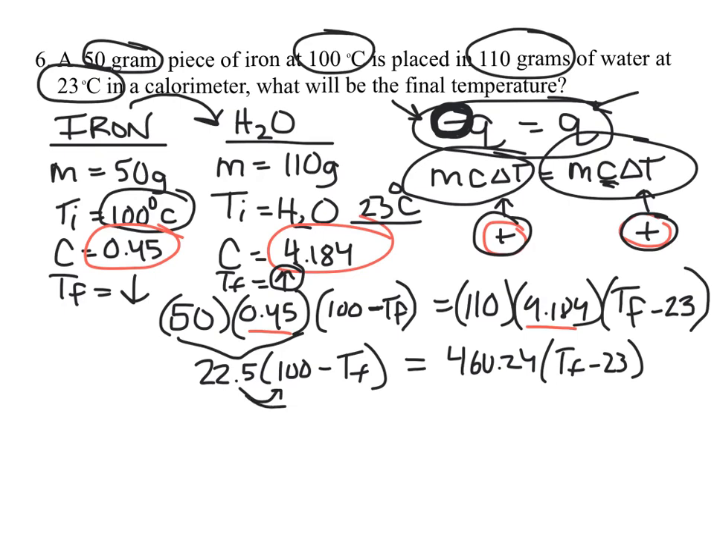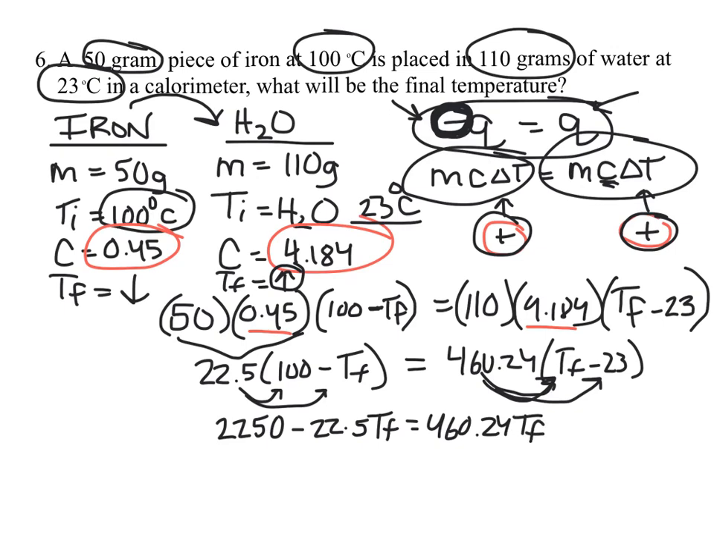Now I'm going to distribute that number to both of them. So 22.5 times 100 ends up being 2,250 minus 22.5 times TF, since you're distributing. And then to do 460.24 over to TF, it is just the same number times TF minus 460.24 times the 23, and you end up getting about 10,585.52. All right, now we need to combine like terms.